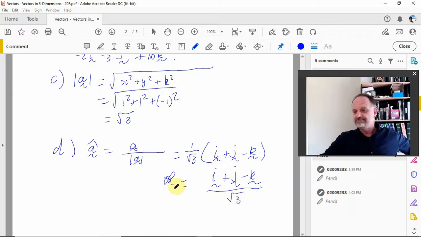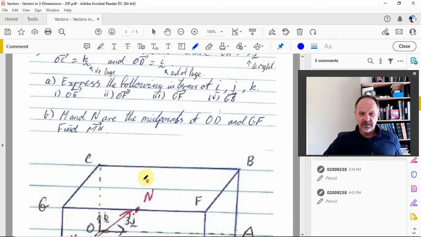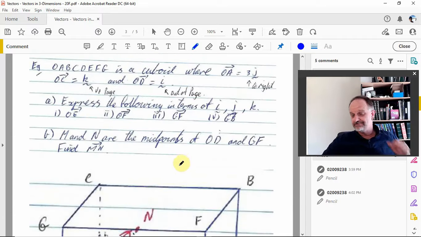Alright, so there's how we deal with those. As I said, really not much different at all to what we did in 2 dimensions. We can also solve geometric problems in 3 dimensions. So here we've got this cuboid, just a box, rectangular box, rectangular prism, cuboid, all mean the same. So we've got O, A, B, C, D, E, F, and G are all the corners, the vertices.